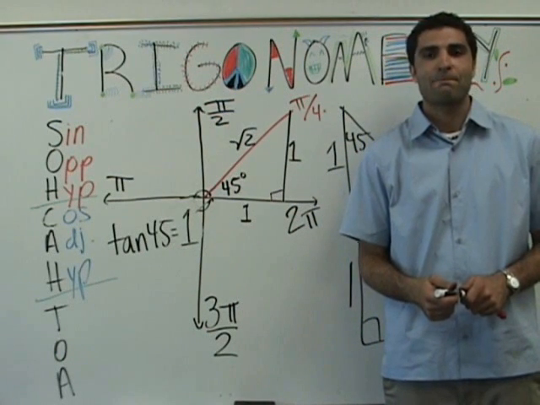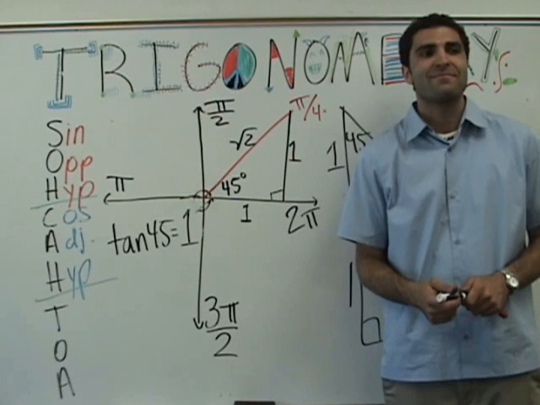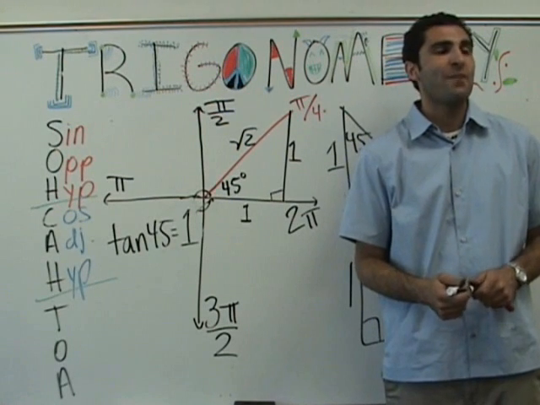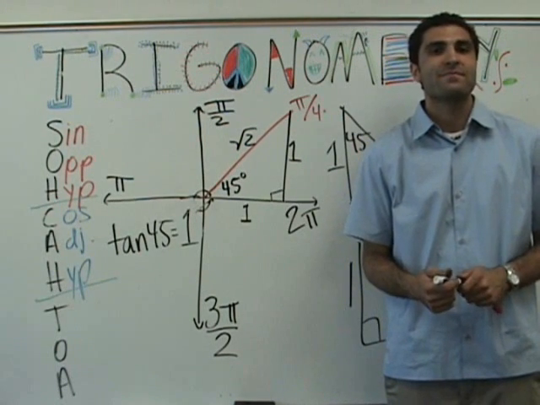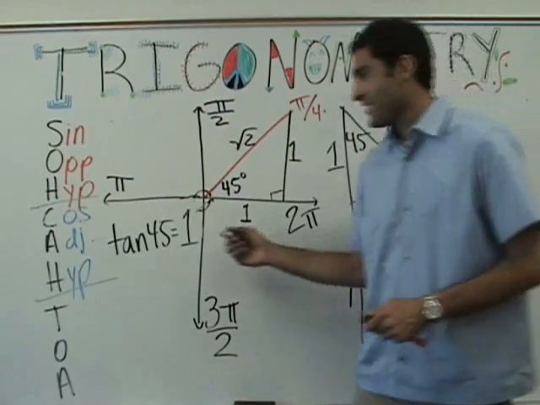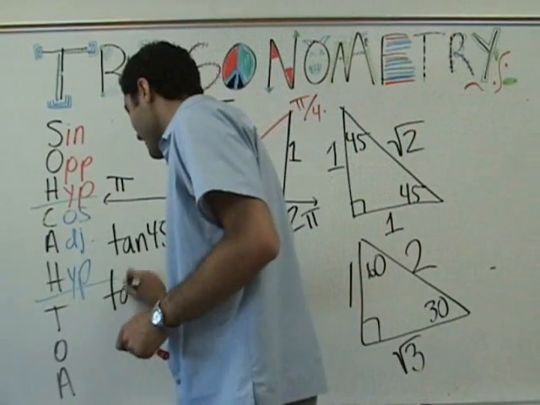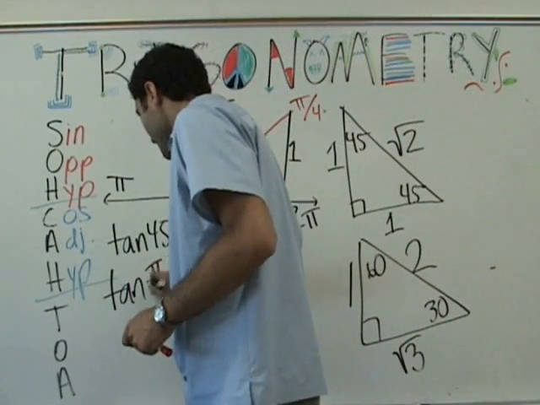What's the tangent of pi over 4? 1. Yeah, good. 1. So we just did that, okay.